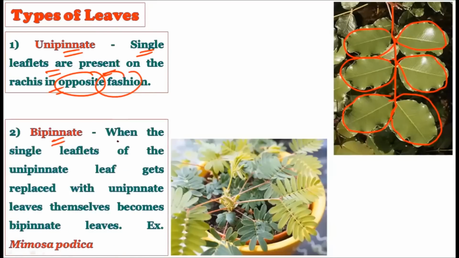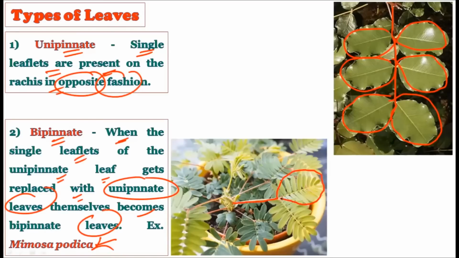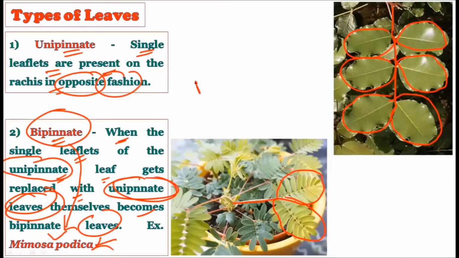Now consider the bipinnate arrangement. When the single leaflets of the unipinnate leaf get replaced with unipinnate leaves themselves, they become bipinnate leaves. For example, the Mimosa pudica. Observe this Mimosa pudica. Here the unipinnate leaf has replaced itself with another unipinnate leaf, making it a bipinnate leaf. Such a bipinnate condition can be found in a plant called the Mimosa pudica. Here the example for every category is very important. You should remember carefully: for bipinnate pinnately compound leaves we have the example of the Mimosa pudica.